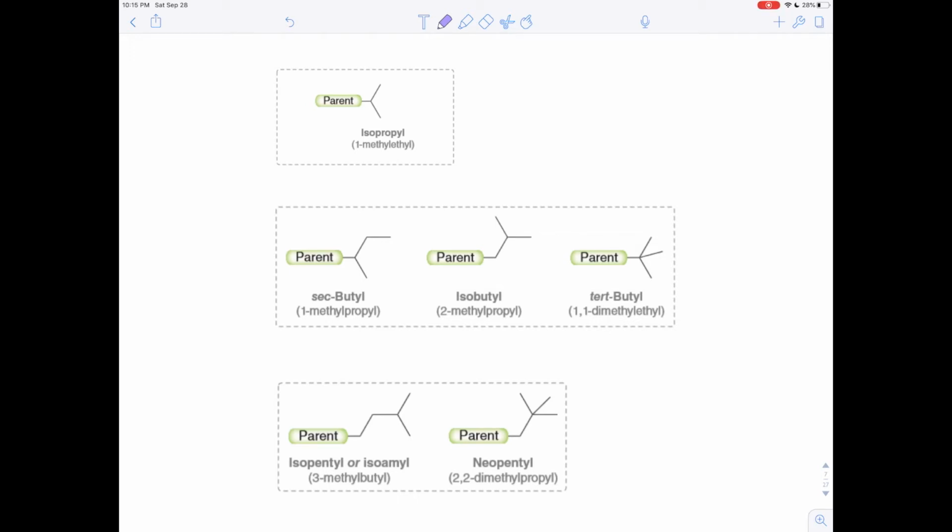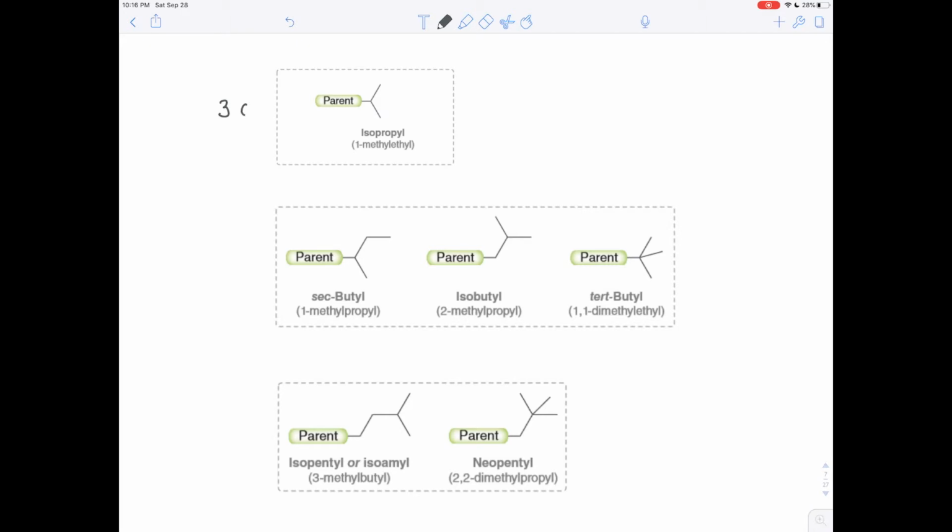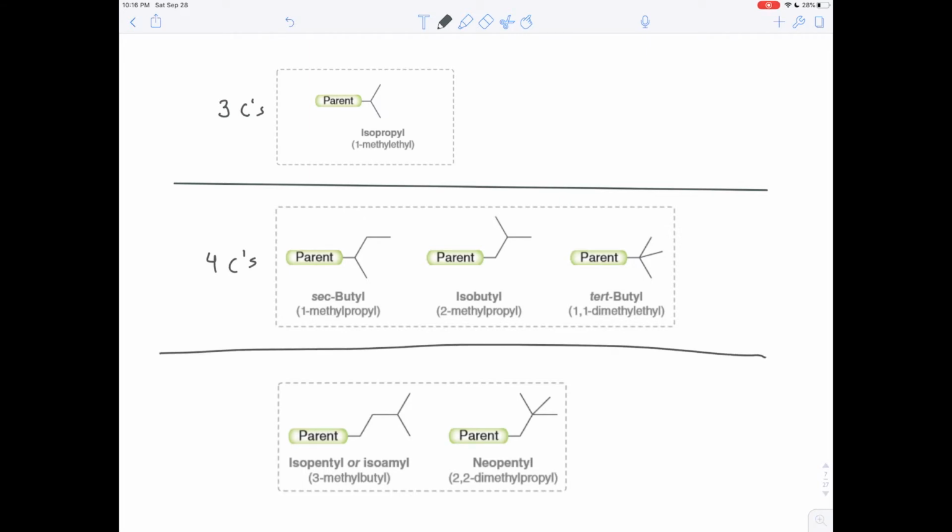In a previous video, we talked about the standard way for naming branches. There are some branches, though, that themselves have branches on them, and these have common names that you wouldn't predict just using that table that we've seen so far. And so the only way you would know these names is really by having memorized them. Now, here are the branches that have these common names. We have branches that have 3 carbons, branches that have 4 carbons, and branches that have 5 carbons.